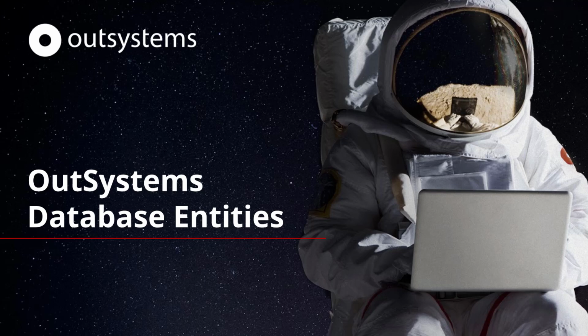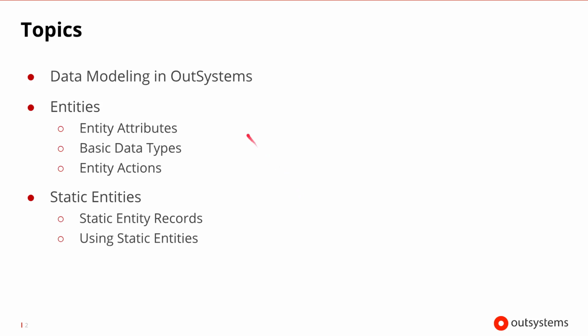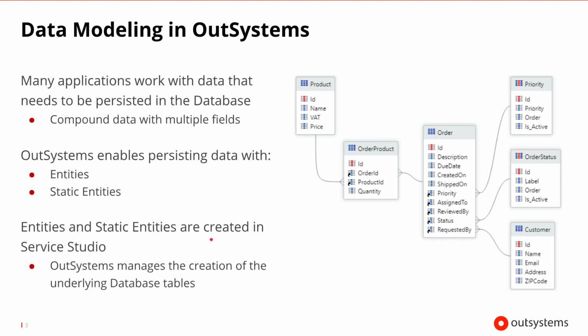Welcome to OutSystems Database Entities. In this session, we'd like to talk about data modeling in OutSystems, and part of that data modeling includes entities and static entities. For the entities, we'll talk about the entity attributes, some of the basic data types, and the entity actions. And then we'll talk about the special static entities and their records and how we can use them. So let's go ahead and get started.